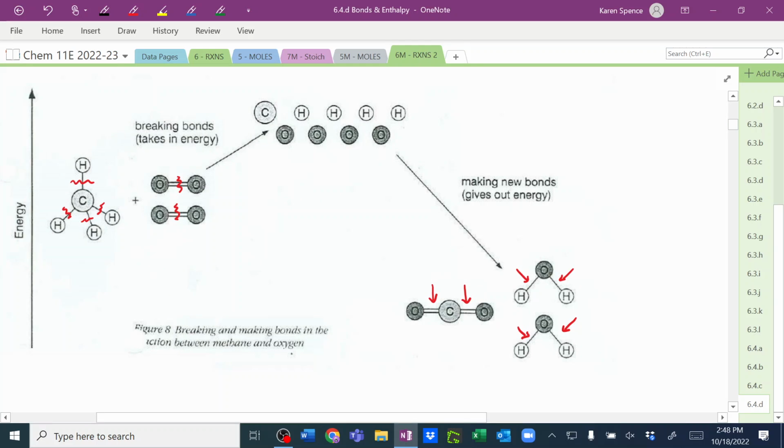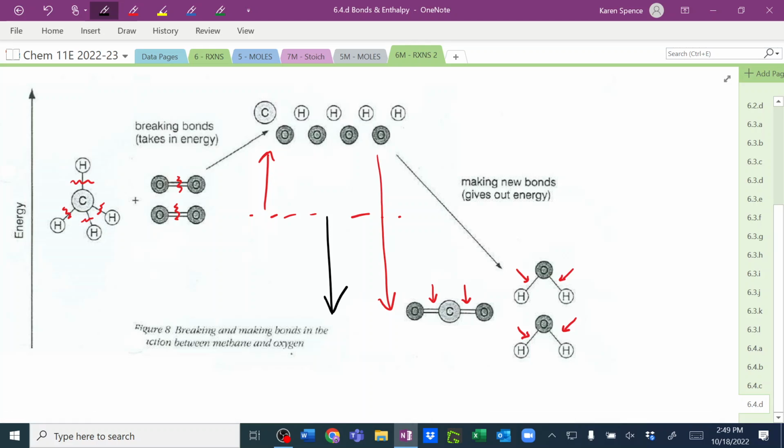So overall, in this particular case, it looks like making the new bonds gave out more energy, yes? Because we had to put energy in to get up here, and then we got energy out to get back down here. So my net change in energy is negative, yes? So the energy went up when we broke the bonds, it went down when the bonds were formed, and so overall it went down more than it went up, so net you have a decrease. Yes?